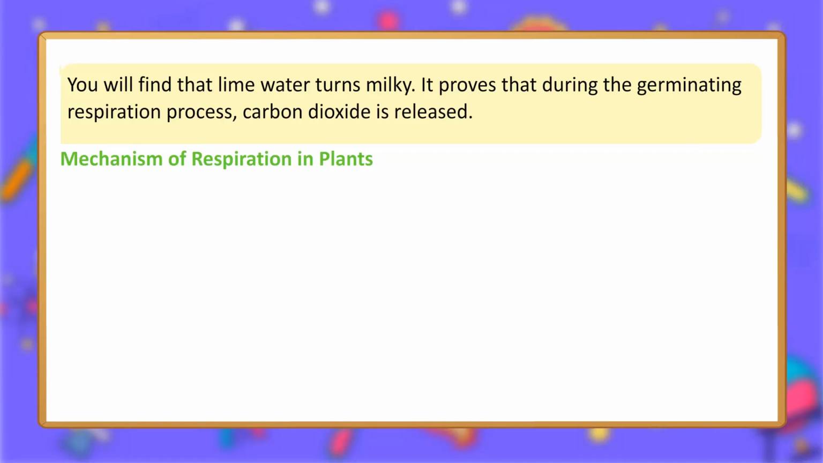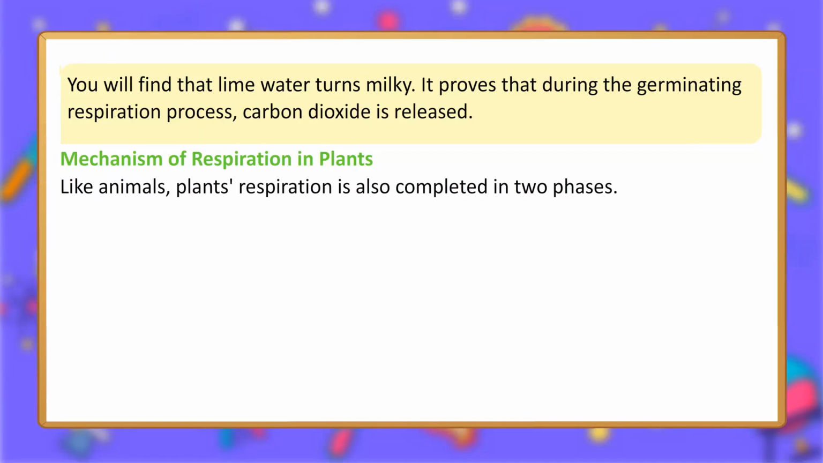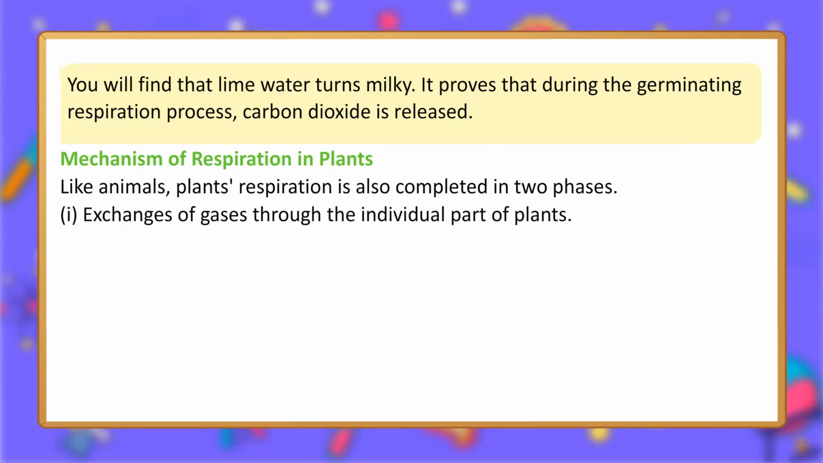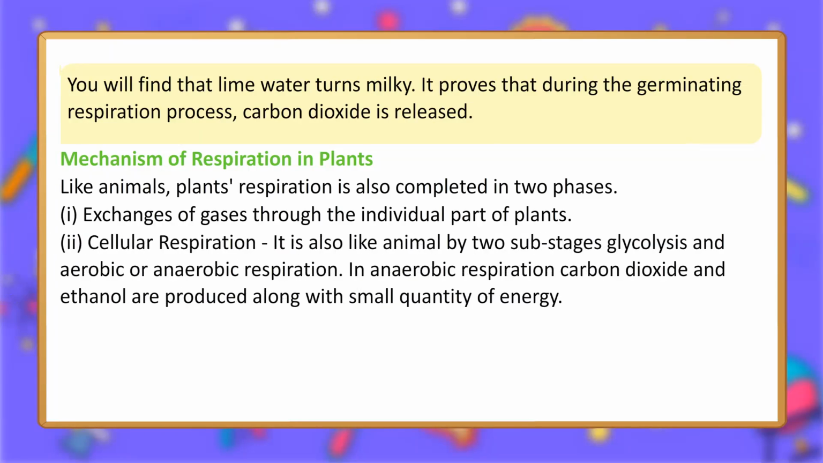Mechanism of respiration in plants. Like animals, plants' respiration is also completed in two phases. One, exchange of gases through the individual parts of plants. Two, cellular respiration. It is also like animals, with two substages: glycolysis and aerobic or anaerobic respiration. In anaerobic respiration, carbon dioxide and ethanol are produced along with a small quantity of energy.